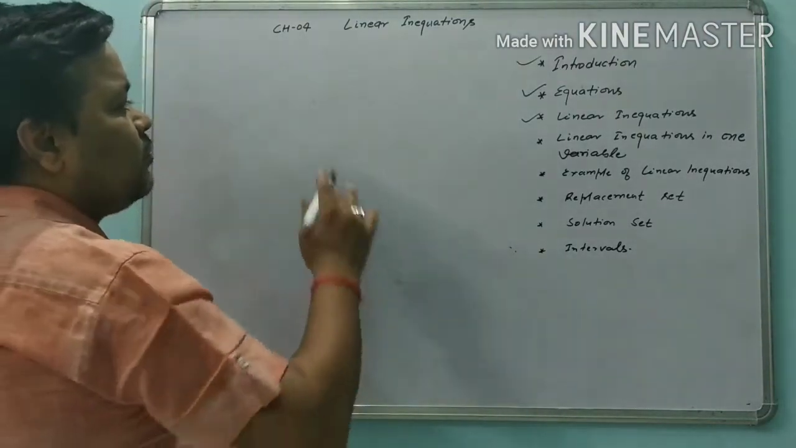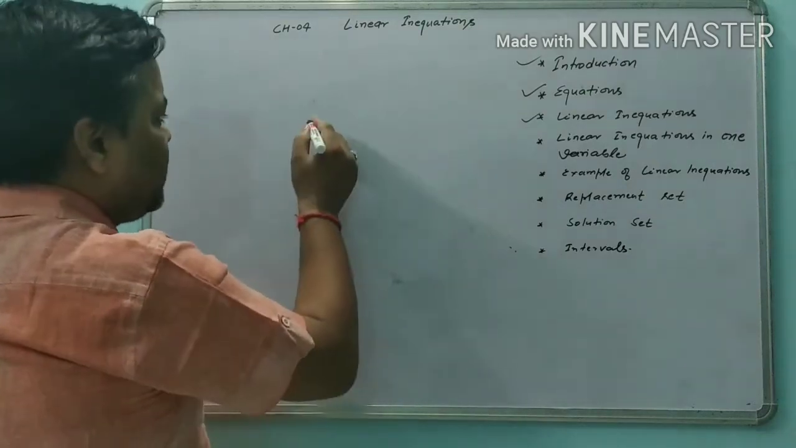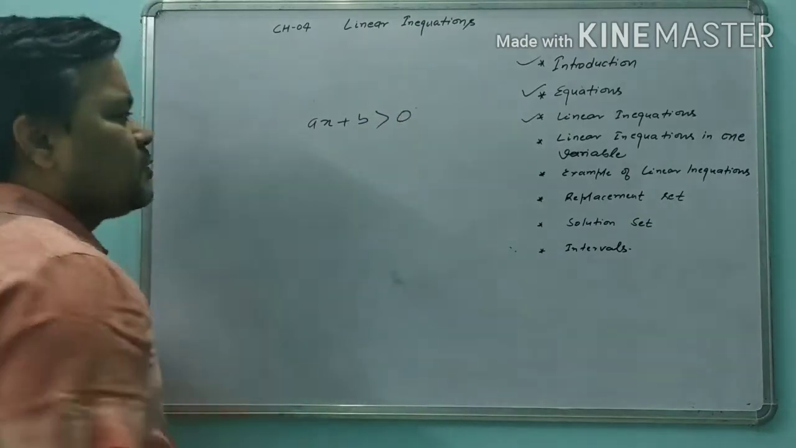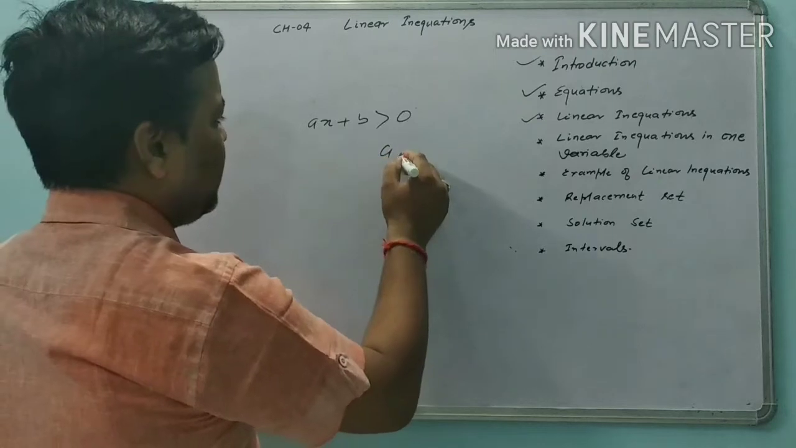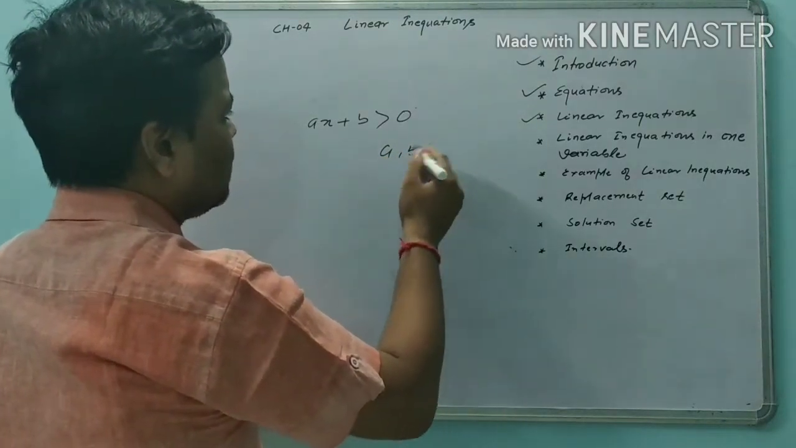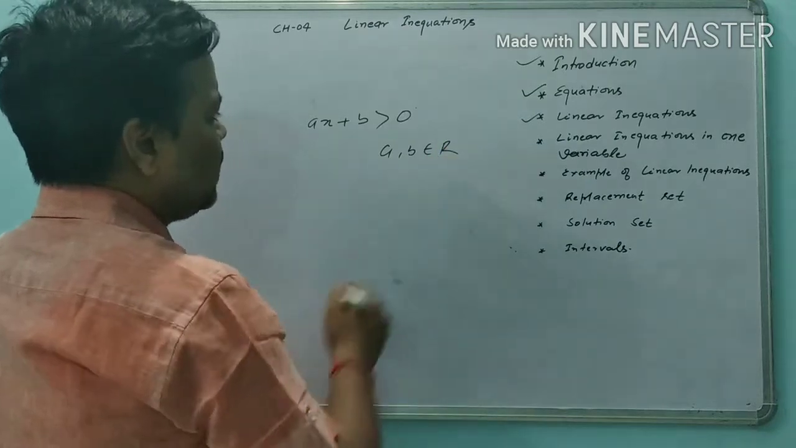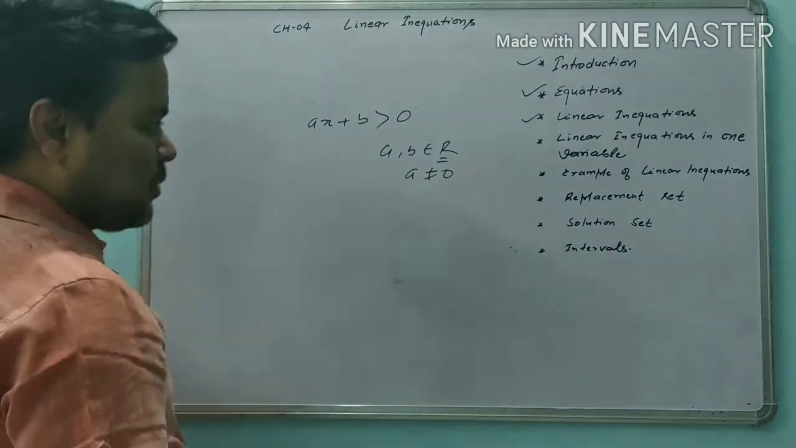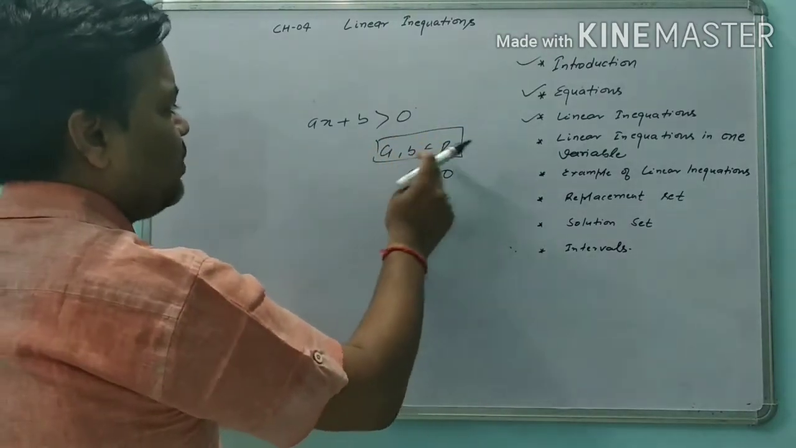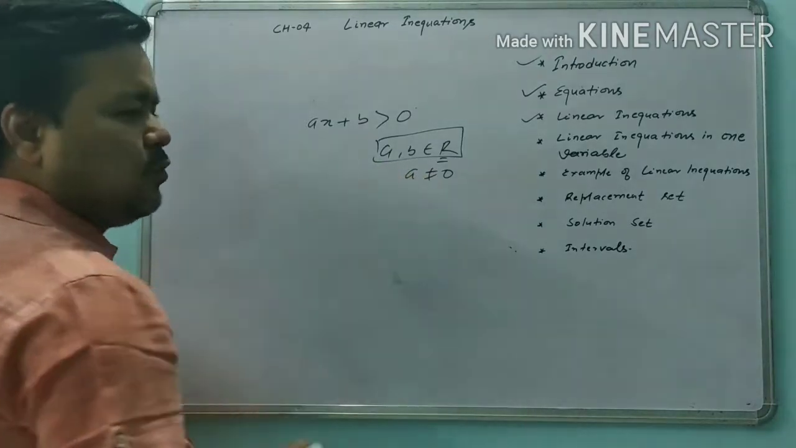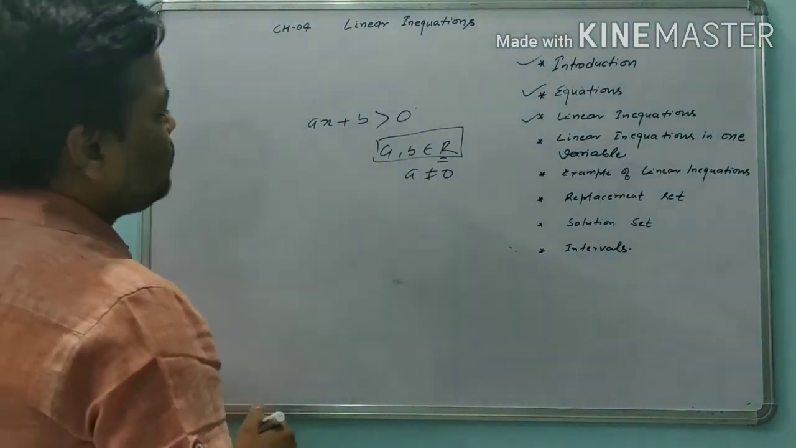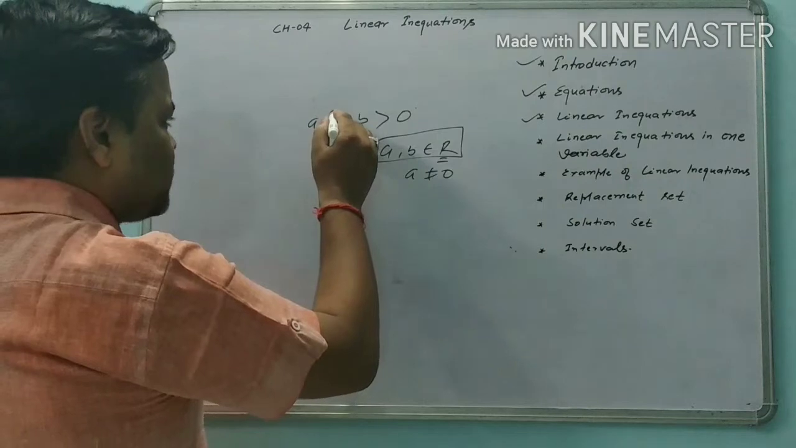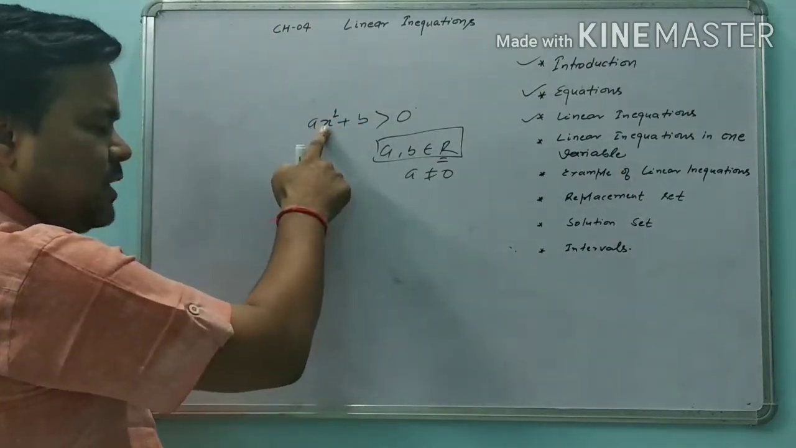Again, the question is why it is linear. As one example of a linear inequation, we have ax plus b greater than 0, where a, b belong to real numbers, and a is not equal to 0. Here it should be a real number. Why is it linear? It is linear because the maximum power of the variable, that is x, is 1.